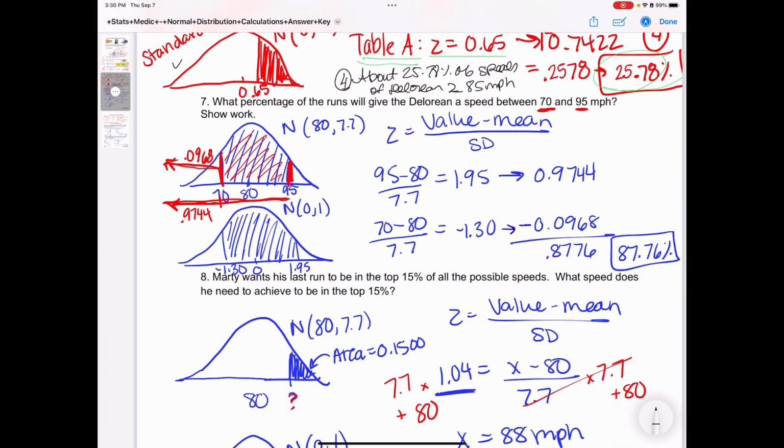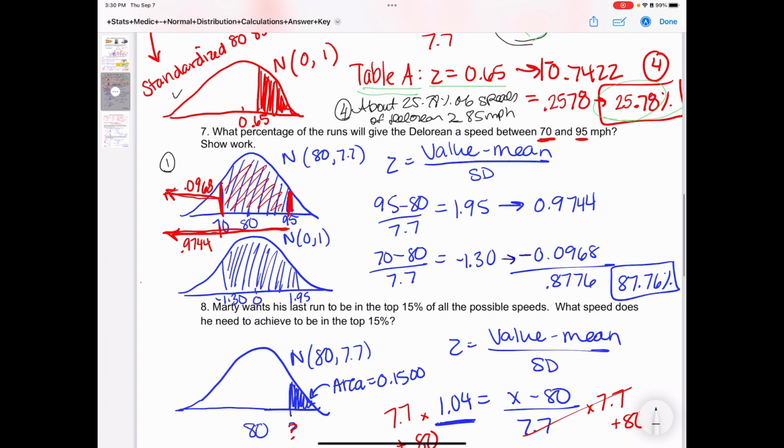Number 7, what percentage of the runs are between 70 and 95? Okay, so for between 70 and 95, the first step, draw a picture. Second step, the probability statement. I'm just going to write it over here: the probability that I'm between 70 and 95 is equal to 70 minus 80 over 7.7 is less than Z is less than 95 minus 80 over 7.7.